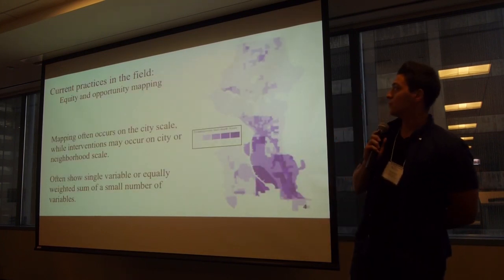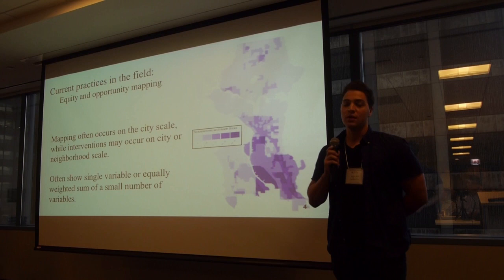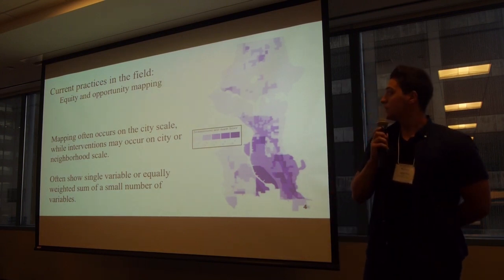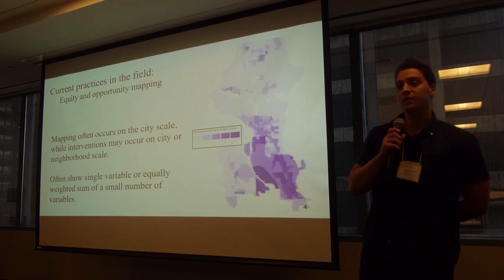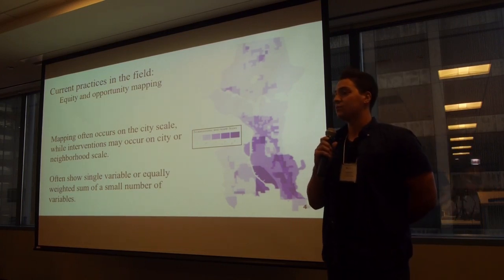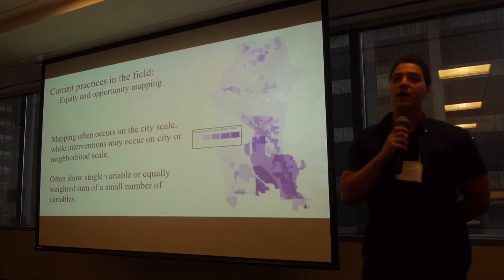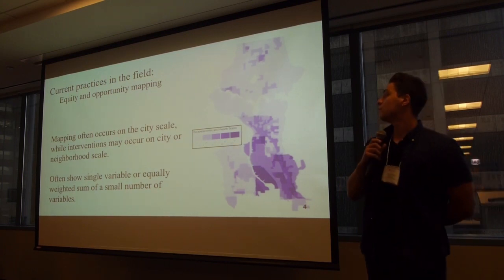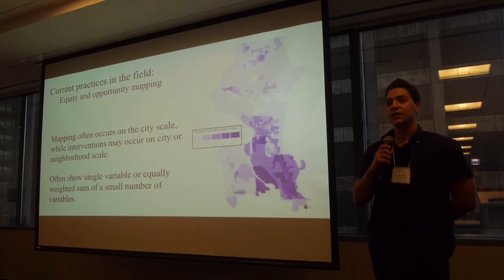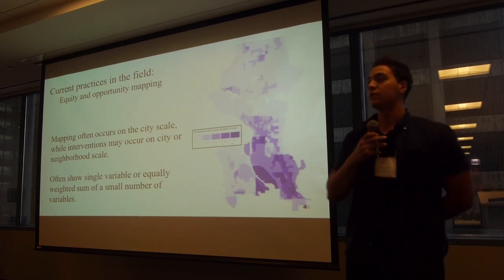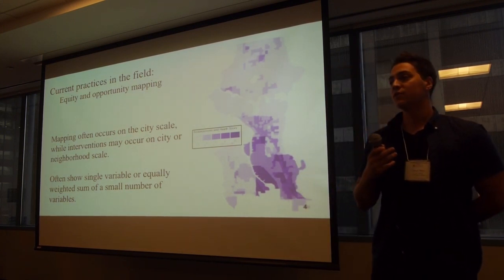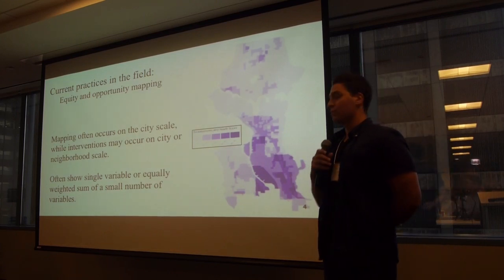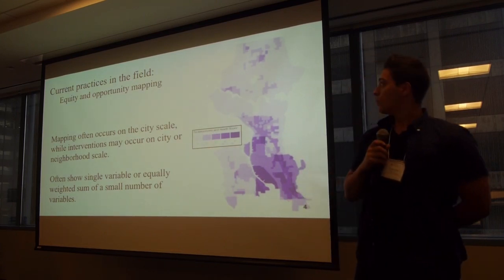So current practice in the field regarding mapping of opportunity and equity. A lot of it occurs in the city scale, and interventions tend to be far more localized, although without consideration of the other localities nearby. Usually single variables are demonstrated, or they use indices of equally weighted variables to combine and understand something, say, urban equity. Someone would build an index for that.